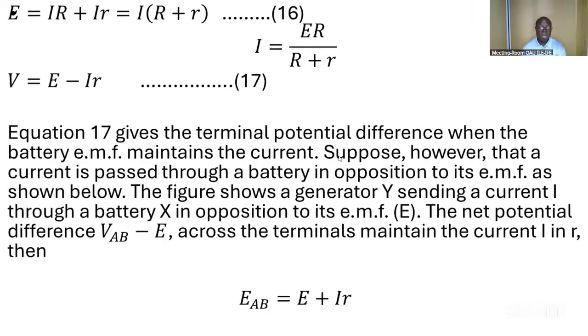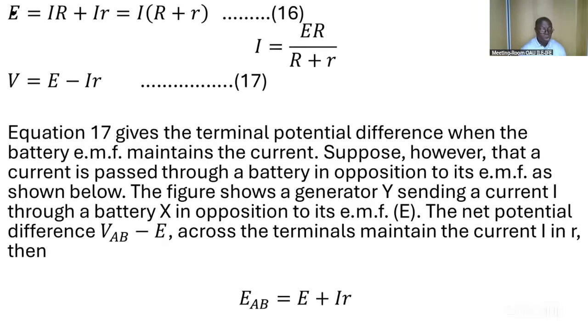The figure showing a generator Y sending a current I through a battery X in the opposite direction to the EMF. The net potential difference will just be VAB minus E across the terminals. Maintain the current I in R.